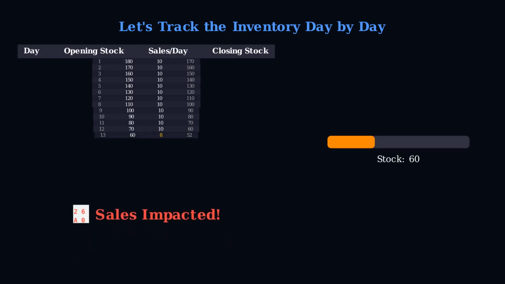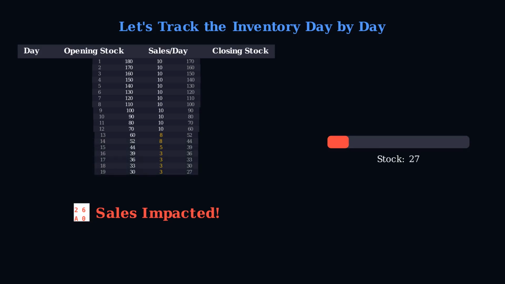But day 13 is where everything changes. Opening stock hits 60, we drop into the 50 to 69 bracket. Sales fall from 10 to 8. The gauge turns yellow. This is the moment we've been dreading. From day 14 onward, sales keep dropping. By day 19, we're down to just 3 units a day, and the stock is only 27. In a few more days, sales would hit 0. This can't continue.